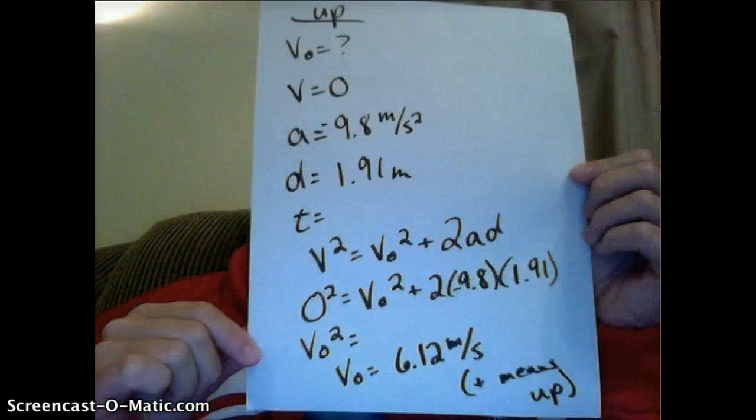For the second part of the problem, we're looking at when it bounces back up. So it's left the floor. So at the top of its flight, its velocity is 0. Its acceleration is negative 9.8 meters per second squared. And it flies back up to 1.91 meters. So I, again, choose the equation without time, substitute in my numbers, and I solve. So I get that it's only going at 6.12 meters per second when it leaves the floor. So it's lost some energy.